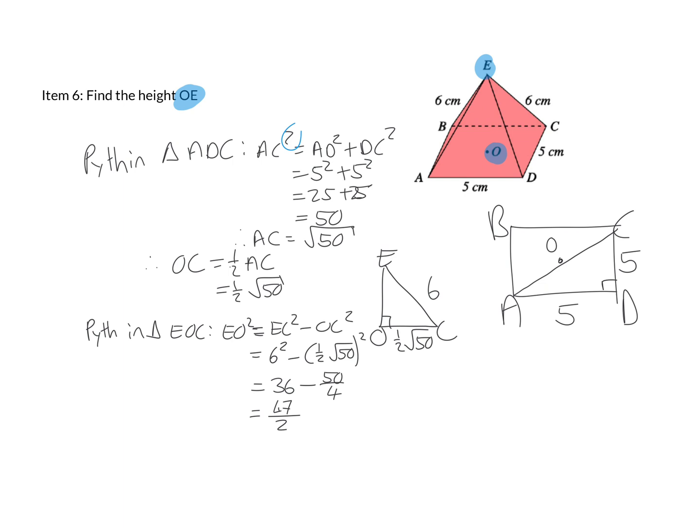Now I just need to backtrack the square at EO, or OE, same thing. So EO equals the square root of 47 over 2. And you can check that on your calculator to 2 decimal places, it's 4.85. Then go double check that you have the right unit, and in the diagram it is centimeters.